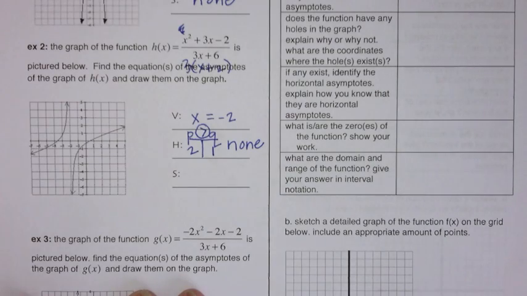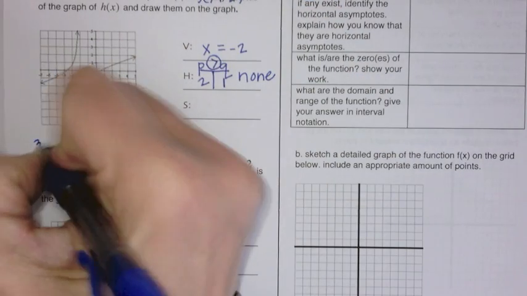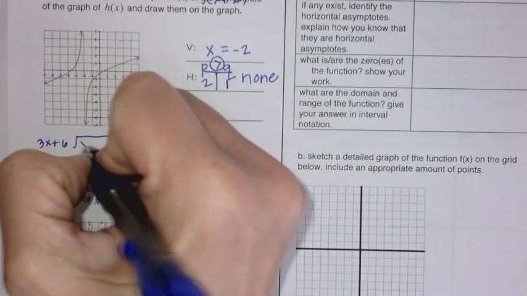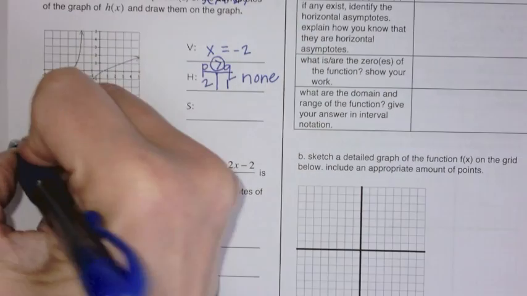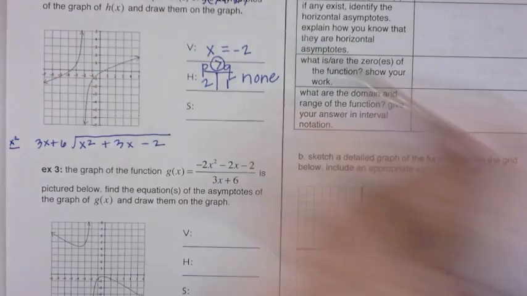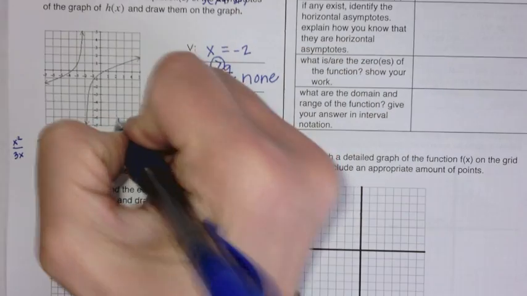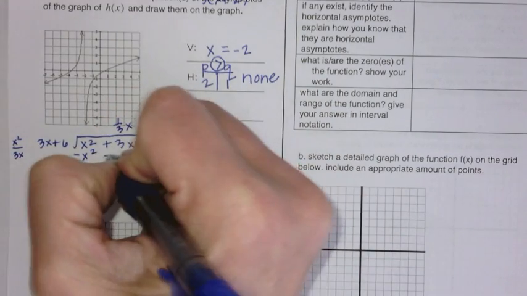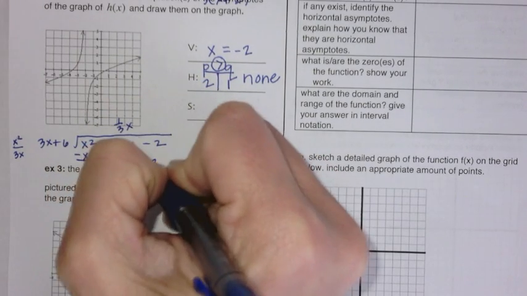And to find that slant asymptote right there, I am going to use long division. So I'm going to take 3x plus 6 and put it into x squared plus 3x minus 2. And then do my little math over here because I think there's going to be fractions. So x squared over 3x would reduce to 1/3 x. Then that would give me minus x squared. And 1/3 of 6 is 2. So then I'm going to get x minus 2.